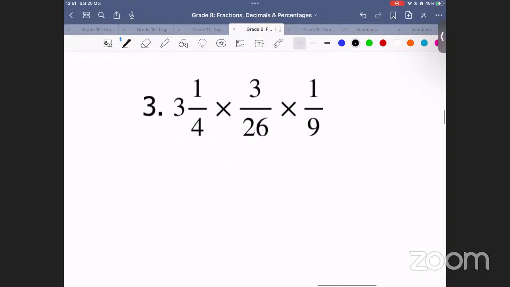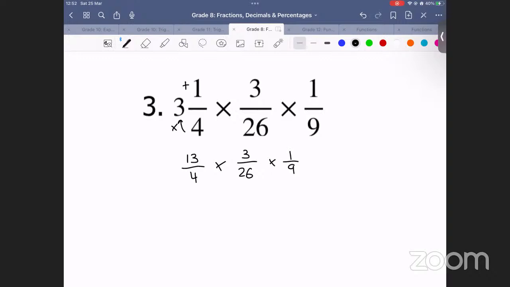Let's look at this. So this involves multiple things. Okay. Firstly, we need to convert 3 1/4 to a whole number. So we can multiply and add. Sorry, not a whole number. We need to convert this mixed number to an improper fraction. We can multiply and add. So 3 times 4 is 12 plus 1 is 13. Keep the same denominator of 4, times 3 over 26, times 1 over 9.